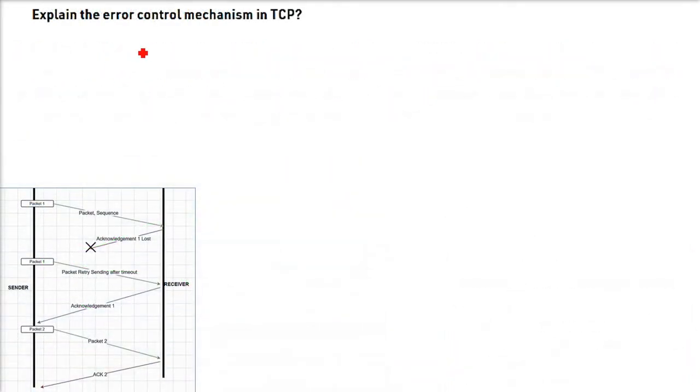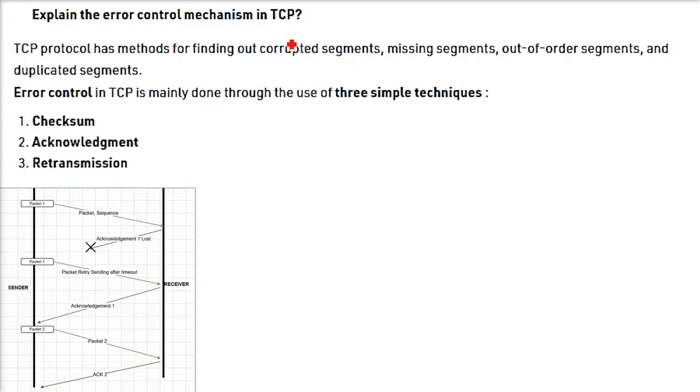Explain the error control mechanism in TCP. So TCP is a reliable protocol. It is an end-to-end delivery protocol. It is a transport layer protocol. So end-to-end delivery and reliability can only be achieved when you have proper error control.